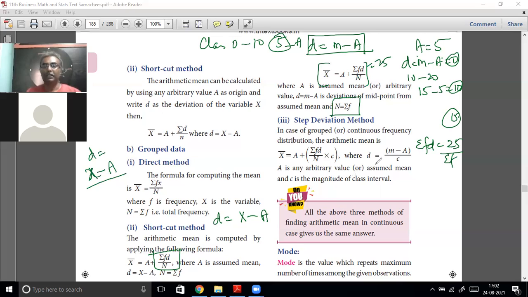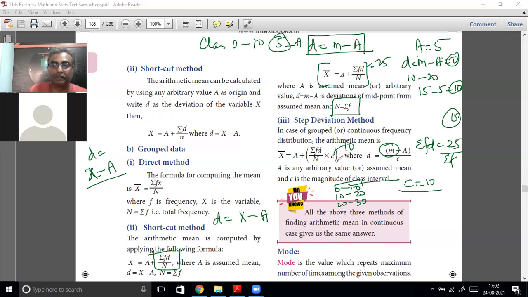Okay, another method in this is the step deviation method. I hope you remember that method. In step deviation, again we take the class interval. If the class intervals are 0 to 10, 10 to 20, 20 to 30, then for the class interval 0 to 10, c is equal to 10. This is the class interval. Then we take the midpoint minus a, d is the midpoint minus a. But an extra step has to be done: you have to divide by 10. Okay, you have to divide by 10. So when you divide by 10, in the final formula you have to multiply by 10.